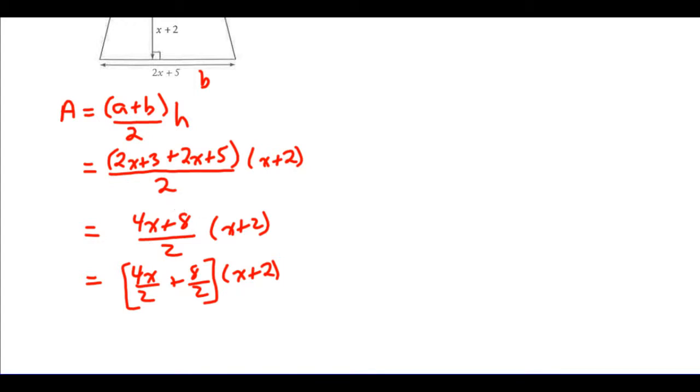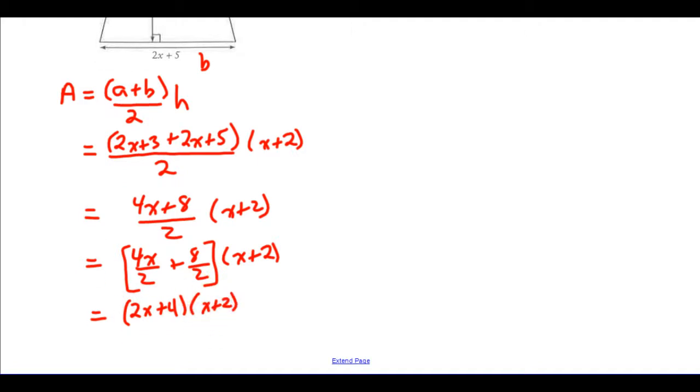So there's a few ways to do most of these questions. At this point, I've got 2x, I've got plus 4 over here, times the x plus 2, and now I'm multiplying each of these by each of these. So 2x times the x is 2x squared. The 2x times the 2 is plus 4x. And hopefully that's not a problem.